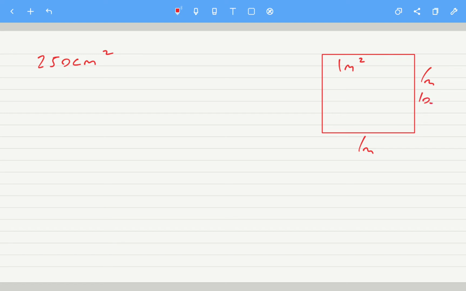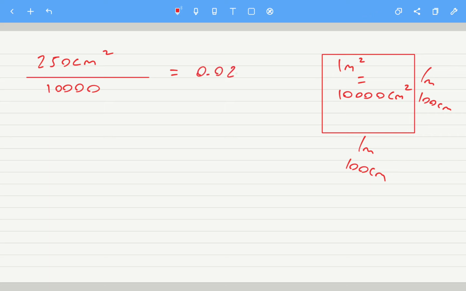So there's 100 centimeters in 1 meter, obviously on both sides, and then the area of that square in centimeters squared is 100 times 100. So 100 times 100 is 10,000 centimeters squared. So we can see from that 1 square meter has 10,000 centimeters squared in it. So to go from centimeters squared to meters squared, we simply need to divide by 10,000. So I'm going to divide by 10,000. And that gives us an area in meters squared of 0.025 square meters.